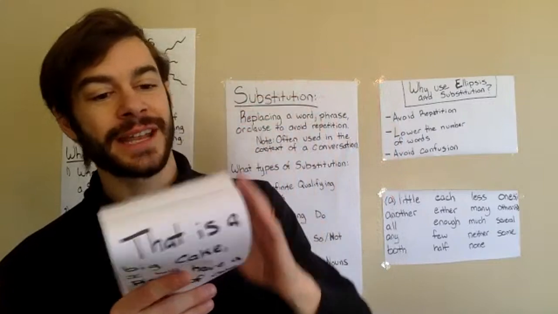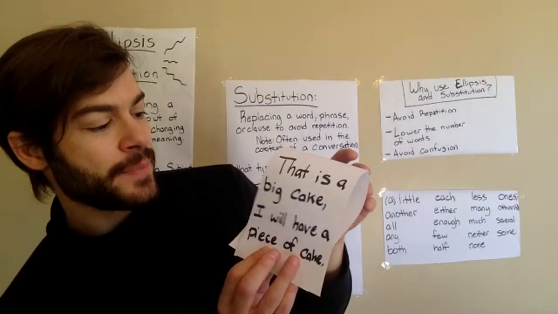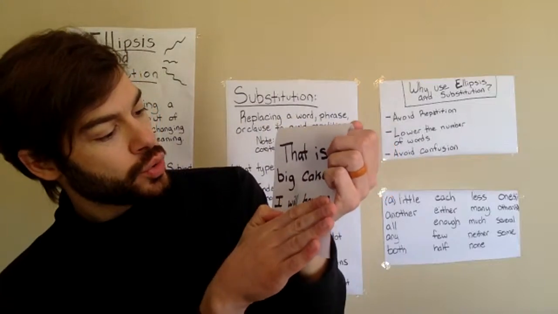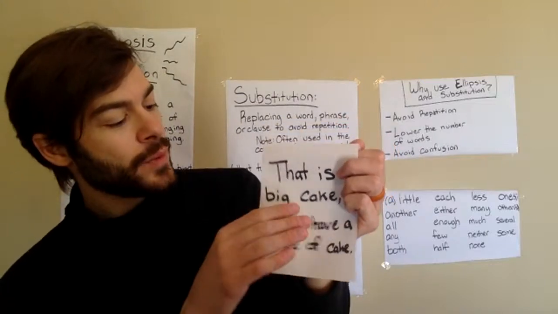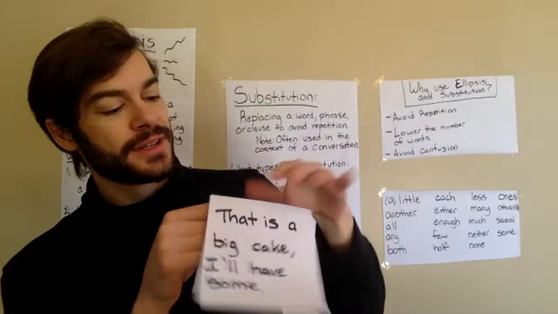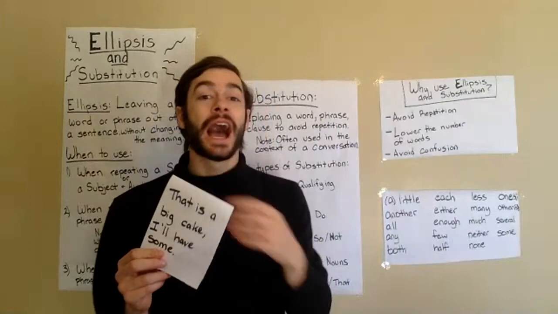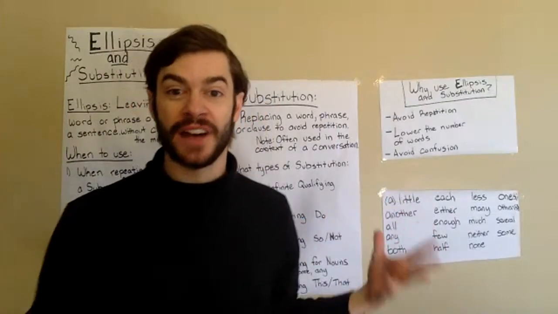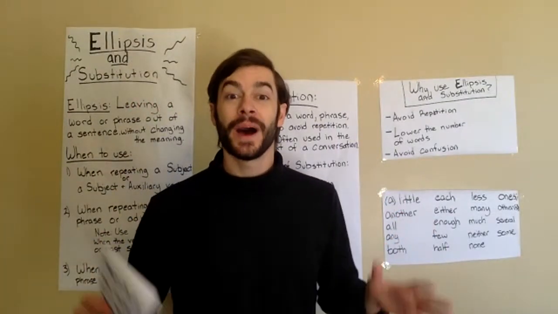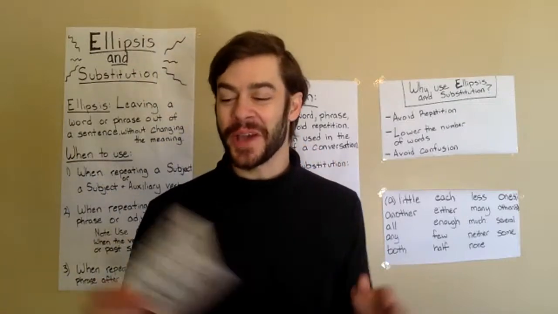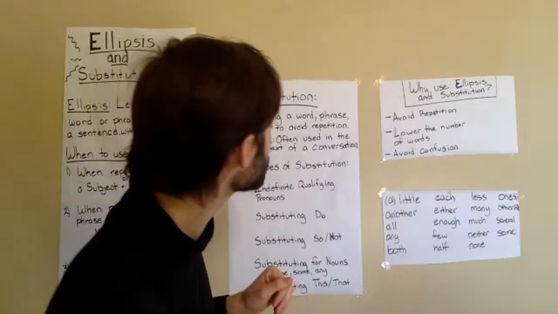Good. So see how the sentence changed here. That is a big cake. I will have a piece of cake. We can take out a piece of cake and we can add in the word some. That doesn't change the meaning of our sentence at all, but it makes it so we don't have to repeat a piece of cake. Okay, let's continue on. Let's look at another example.